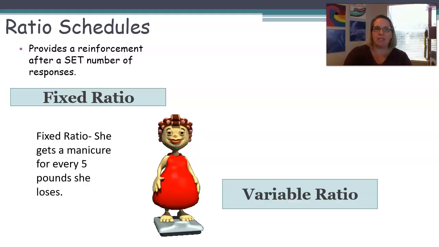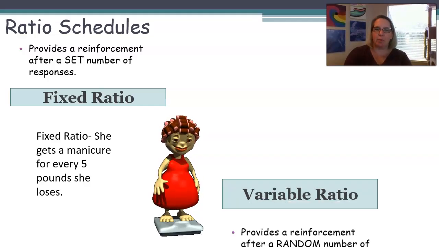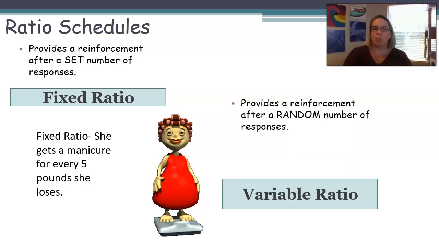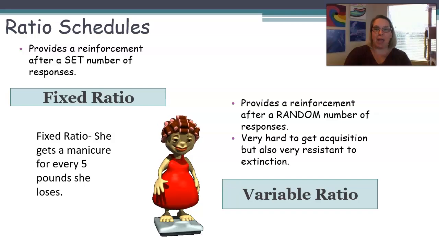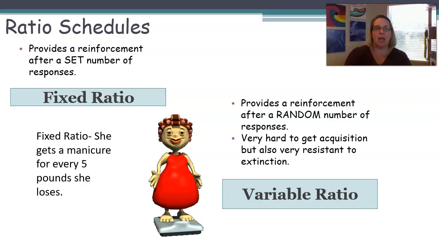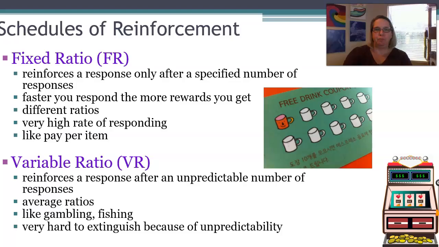All right, the second type of ratio schedule is variable ratio schedule. Here we provide reinforcement after a random number of responses. Again, underline or circle, highlight number. This is very difficult to get acquisition, but once you do acquire the learning, it's extremely resistant to extinction. Okay, so that's a good thing. It takes a long time to get the learning, but it resists extinction.